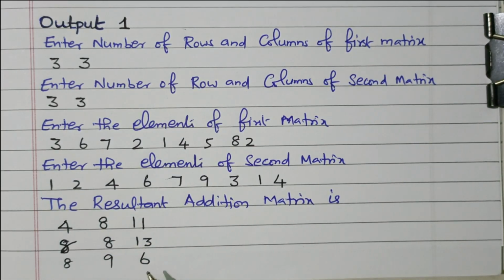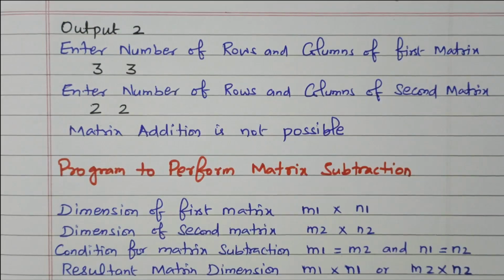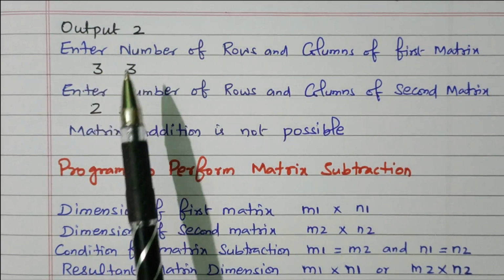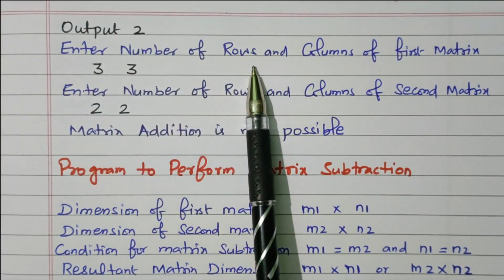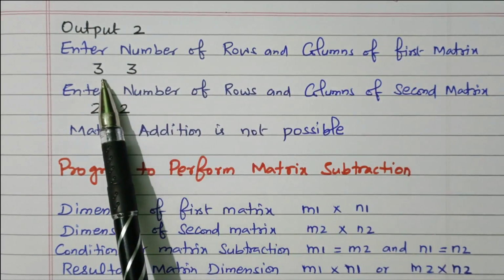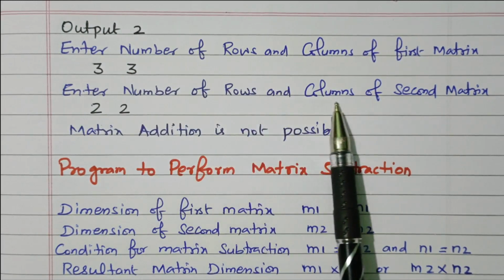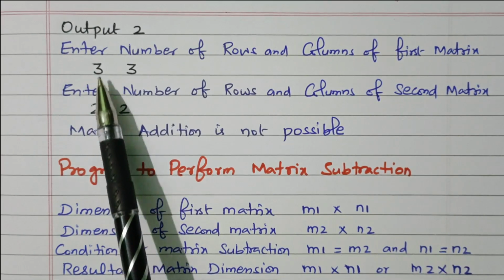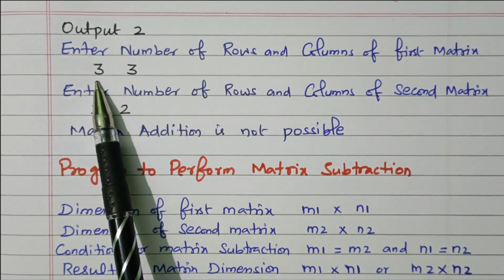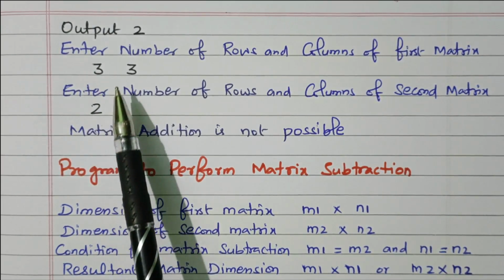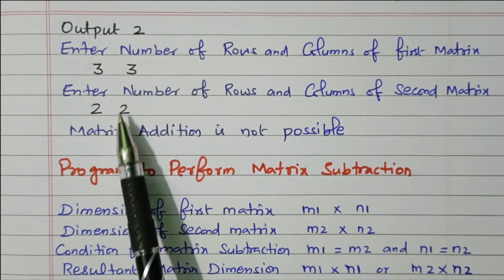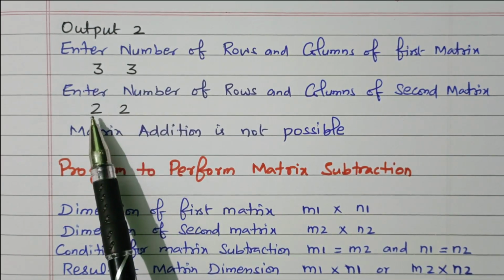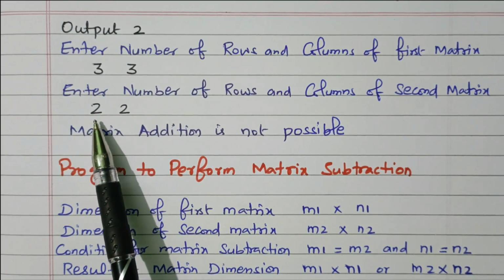Another possible output is that the addition of matrices is not possible. Now we'll see the second type of output. Here we ask the user to enter the number of rows and columns, 3, 3. Enter the number of rows and columns of the second matrix. What we entered is 2, 2, right? So these two are not equal. The number of rows in the first matrix is not equal to the second matrix. Similarly, the columns are also not equal. We cannot perform it because both should be equal. Then only we can add the relevant elements, right?